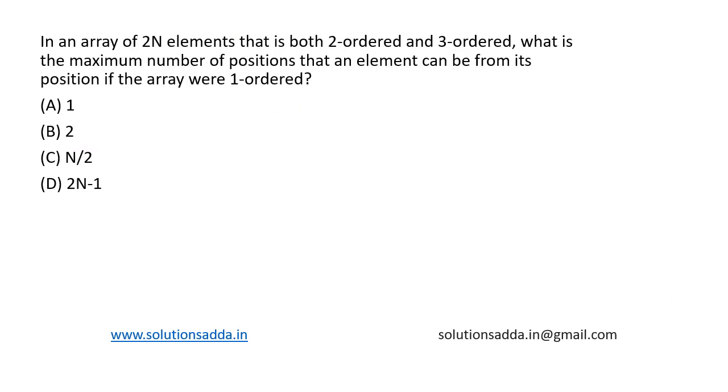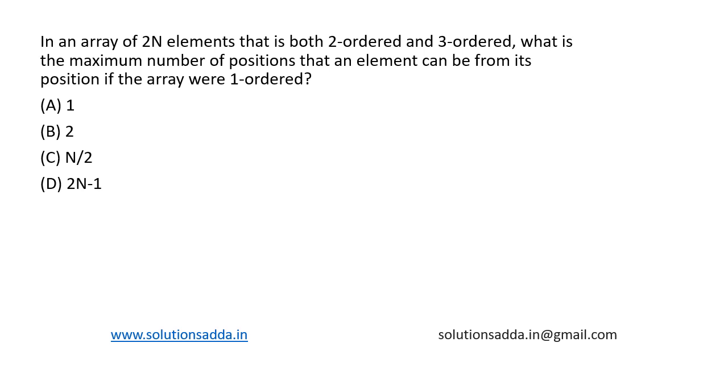This is a question from data structures. In an array of 2n elements that is both 2-ordered and 3-ordered, what is the maximum number of positions that an element can be from its position if the array were 1-ordered? This is fairly simple. An array can be termed as 2-ordered if it contains an element which is at most 2 positions away from its original position in a sorted array. This is the basic of a 2-ordered array.